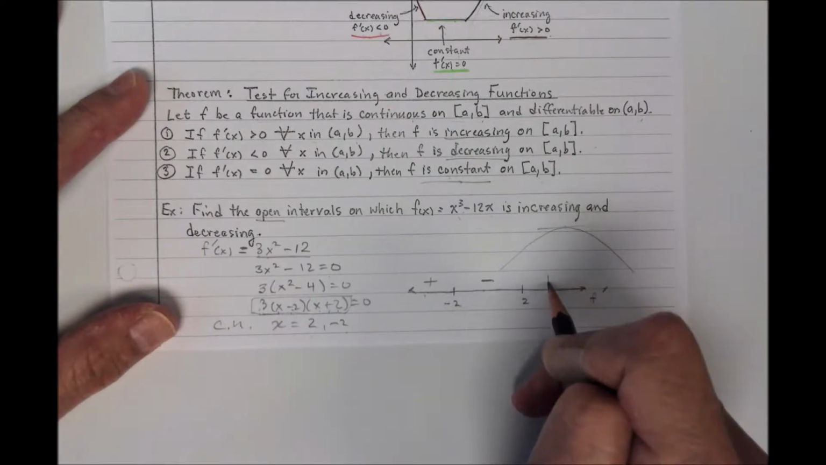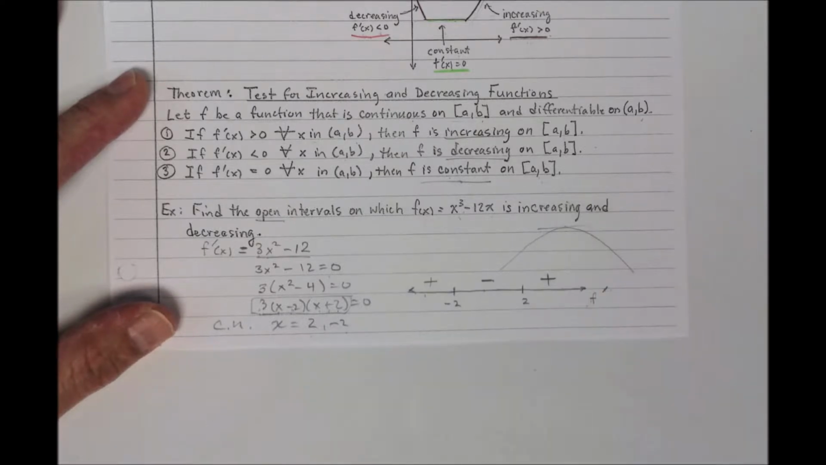Now, I know it's only one example, and you may be looking at this and saying, oh, I bet it always alternates. Well, on a lot of them, but not all of them. It doesn't have to alternate. It kind of depends on how many factors you have that give you that critical number. So in this case, I have positive, negative, positive.